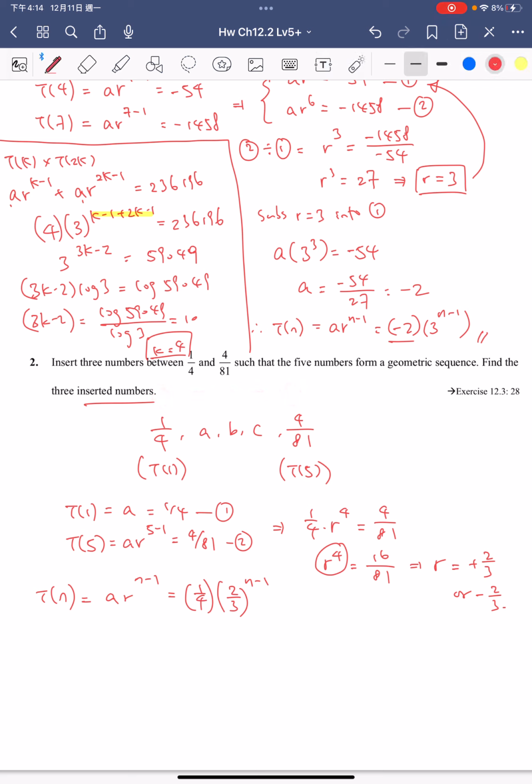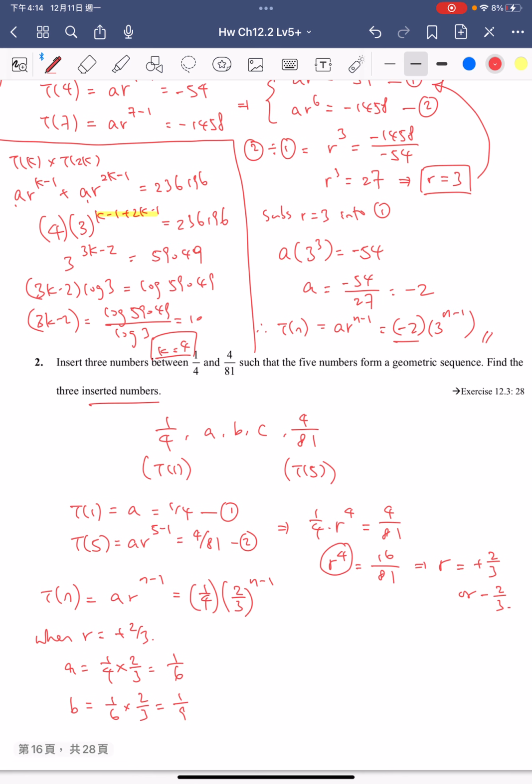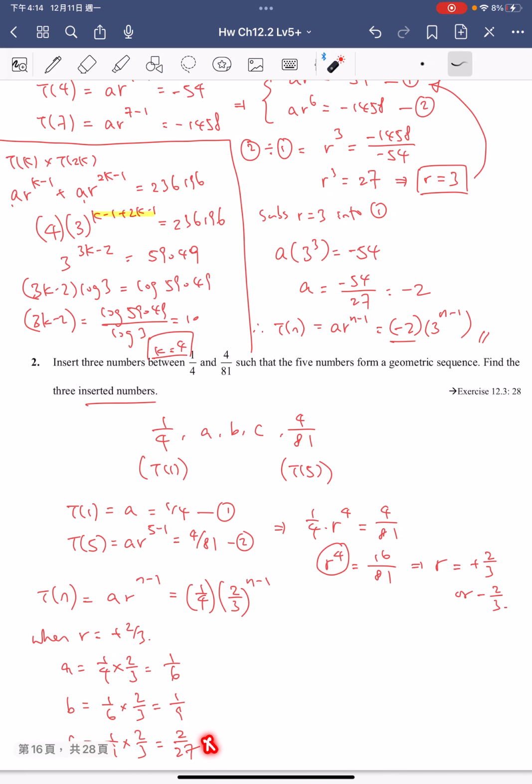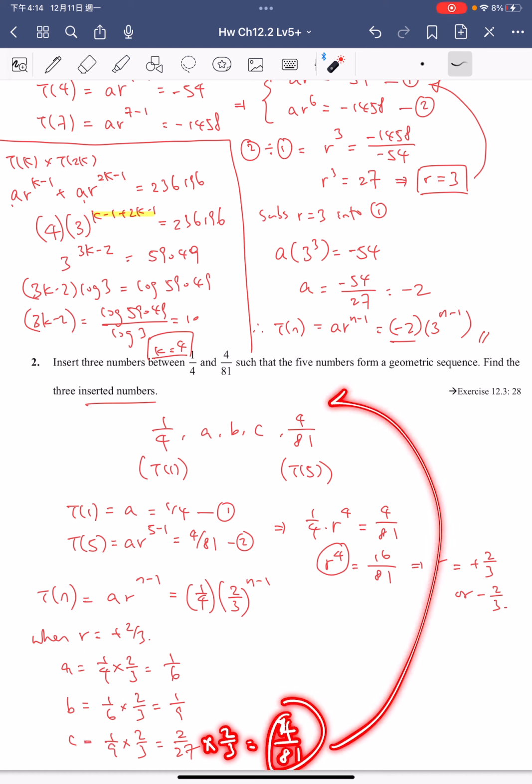So for the first one, when r is equal to positive 2 over 3, a is just equal to 1 over 4 times 2 over 3, giving you the answer 1 over 6. And then b is equal to 1 over 6 times 2 over 3, giving you the answer of 1 over 9. And then c is going to be equal to 1 over 9 times 2 over 3, giving you the answer of 2 over 27. We try again to double check: times 2 over 3 again is really giving you 4 over 81, which is the same as the fifth term.